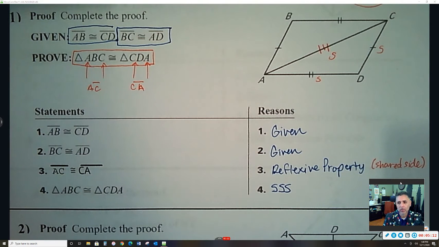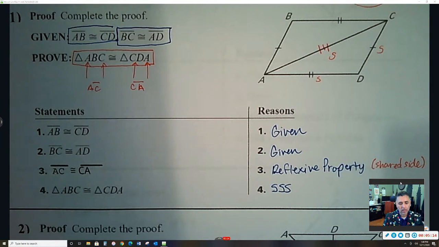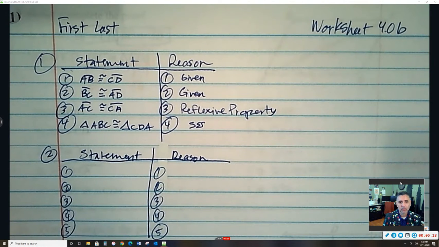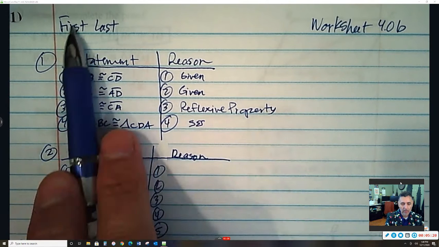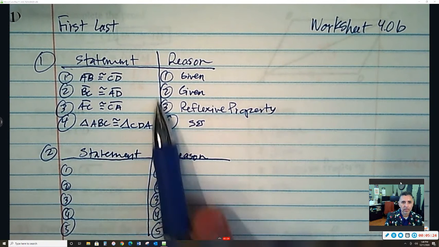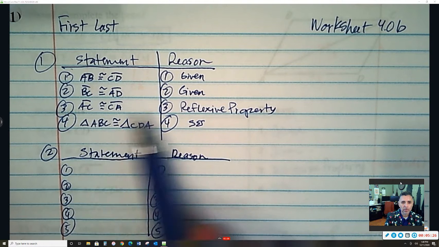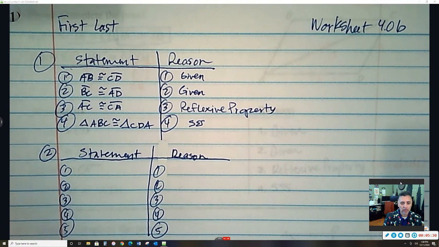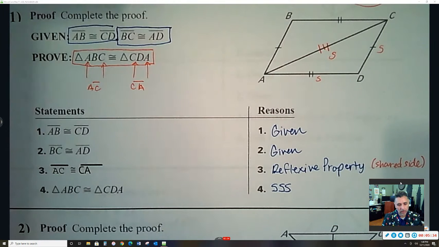I'll show you real quick what it needs to look like on your paper, or what I expect you to turn in. So I expect you to turn in something like this. First and last name, that's the worksheet number I told you to put down. And this is number one up here. Number two, I'm just going to fill in the statements here. Okay. Pause it, copy it. I'm moving on.